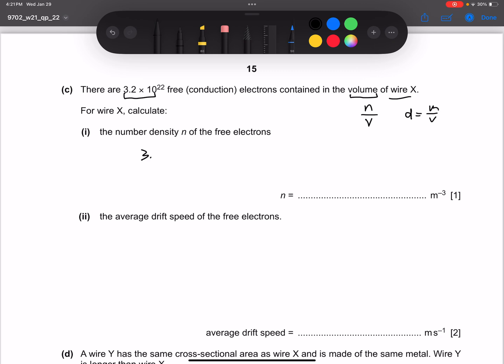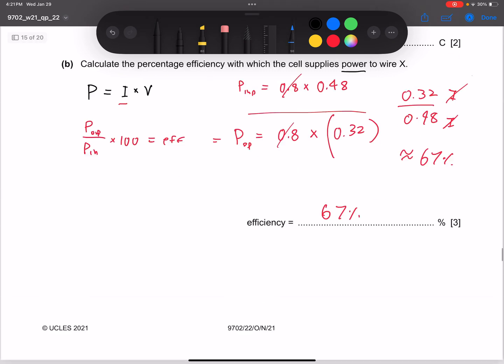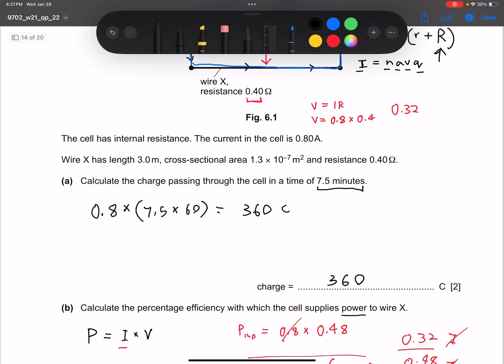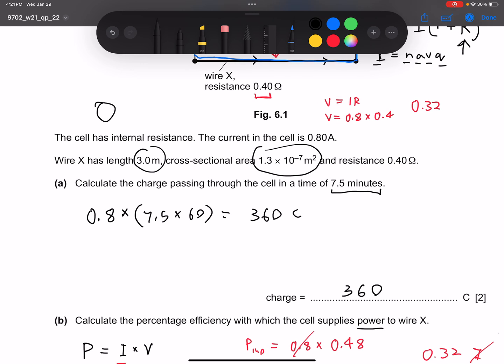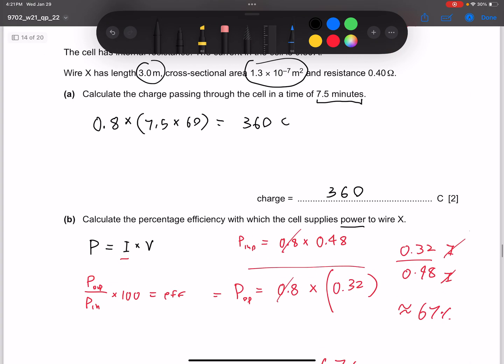So we're going to start off by saying 3.2 into 10 to the power 22 divided by the volume. What's the volume? Length of the wire, cross-sectional area. If you take the cross-sectional area and multiply it the amount of times you have the length, you get the volume of the wire. That was a terrible drawing.